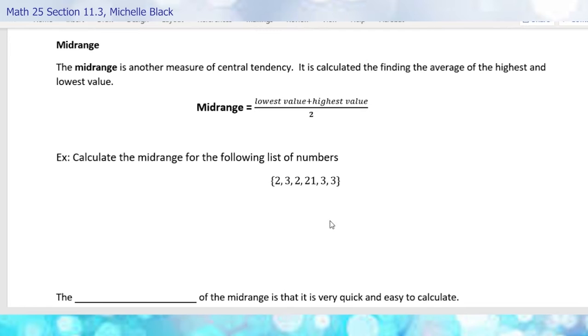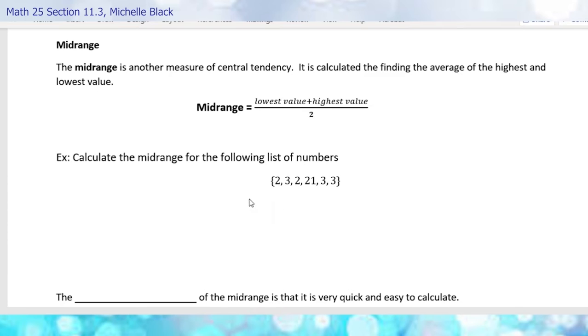And lastly, let's talk about mid-range. So mid-range is another measure of central tendency, and it's calculated by finding the average of the highest and lowest value. So add the highest and lowest value together and divide by 2. So let's calculate the mid-range for the same list of numbers.